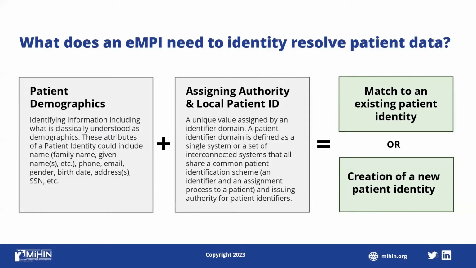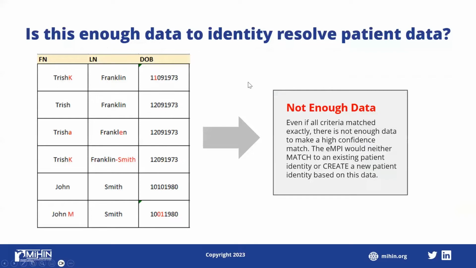And then the result of an identity resolution, again, is matching to an existing patient or the creation of a new patient identity. So the rest of this conversation is going to be about how we use demographics and local identifiers to create a hybrid solution that meets our objectives. And I'm going to introduce that with a simple example or a question.